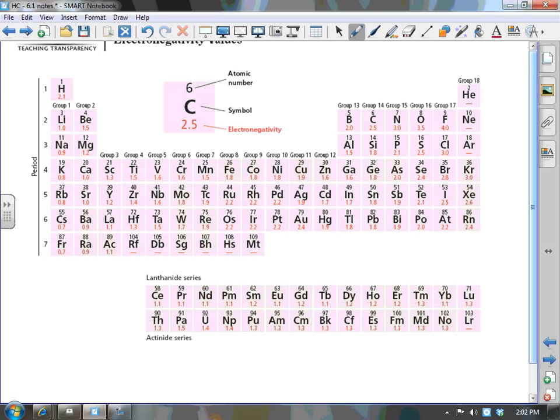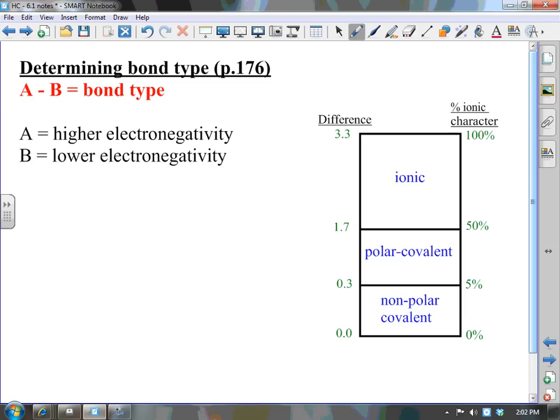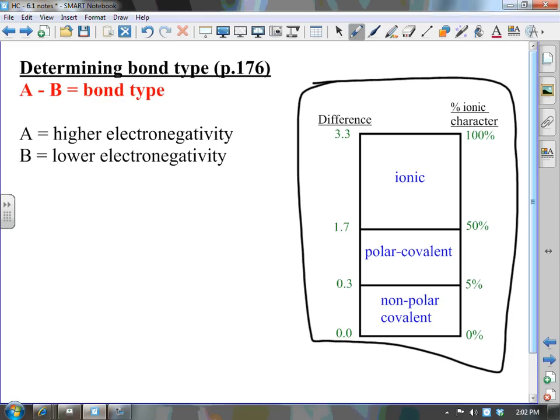All we do is we look up the numbers. The calculation is one of the simplest calculations we're going to do all year, to determine the bond type. Now this scale is on page 176. You will also be given this. This is not 100% absolutely, positively the type of bond. This just gives us a picture of what it could be.